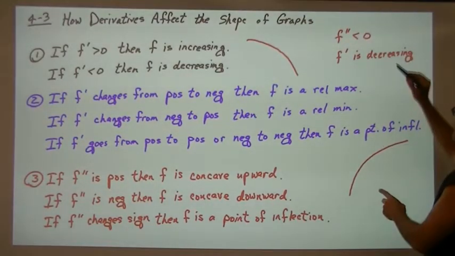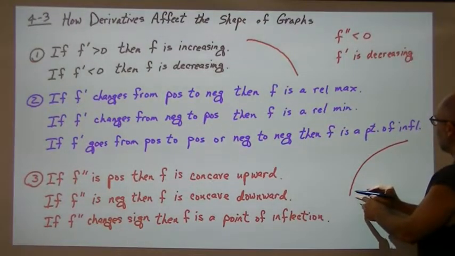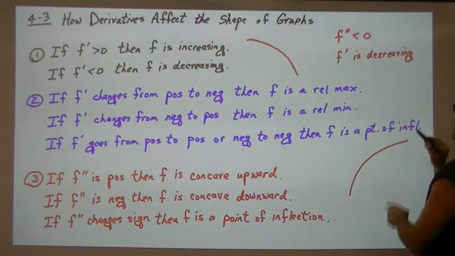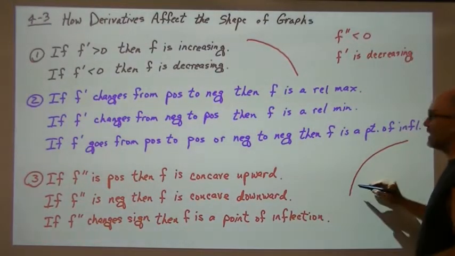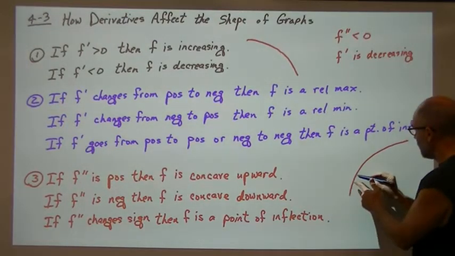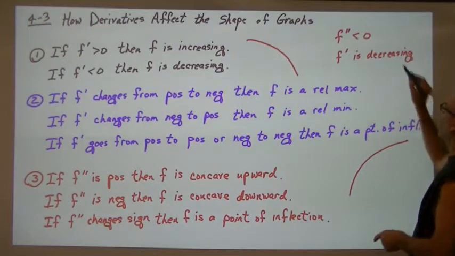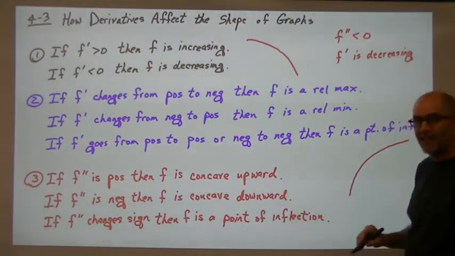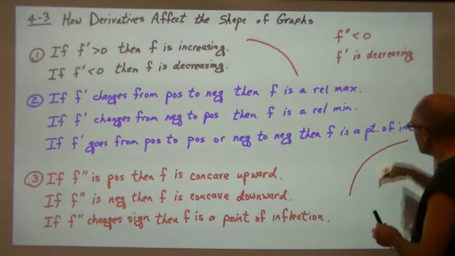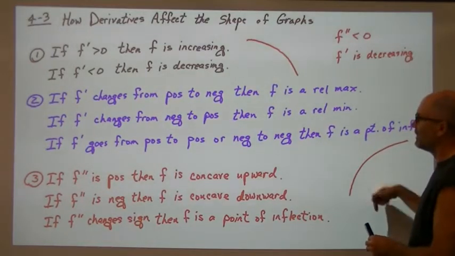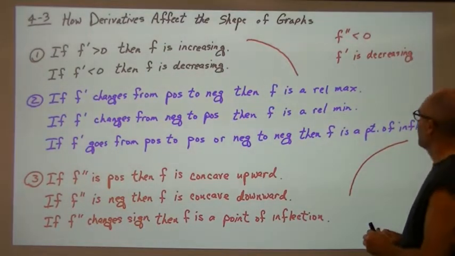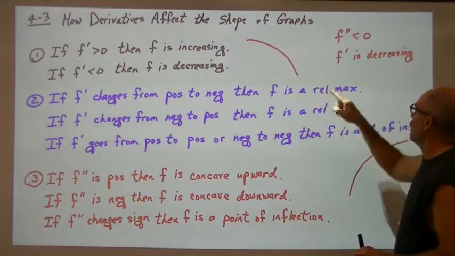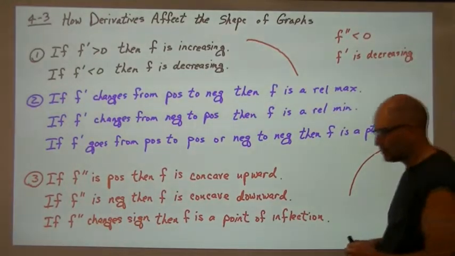Notice the slope of f is getting more and more shallow. So f prime is decreasing. It's going from a big positive number to a smaller positive number. So it's decreasing. And if f prime is decreasing, then f double prime is negative. And if f double prime is negative, then the cup shape is downward, concave downward. So notice, this is decreasing concave down, this is increasing concave down.